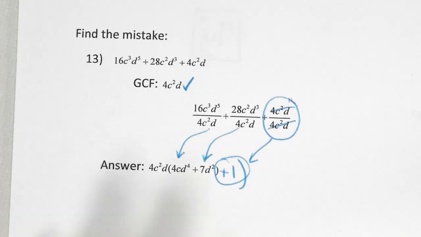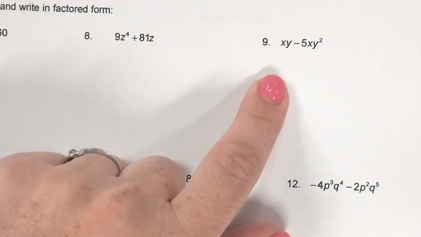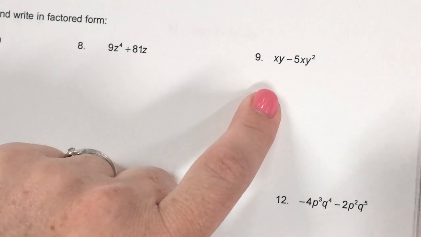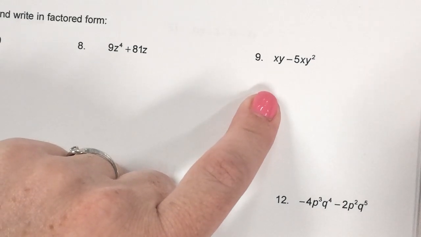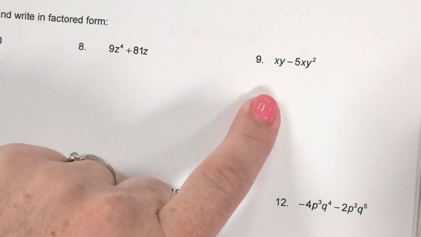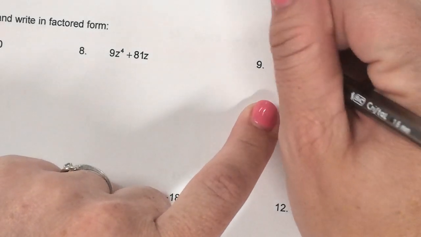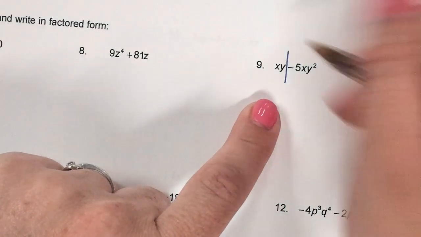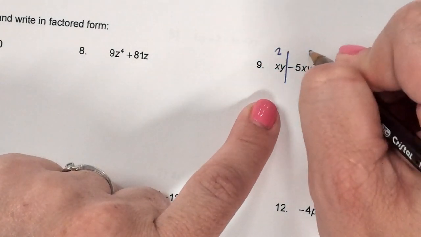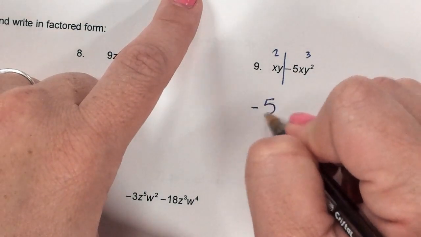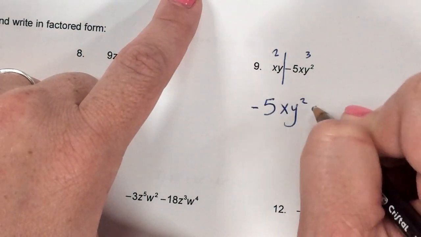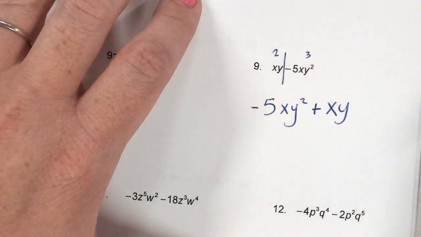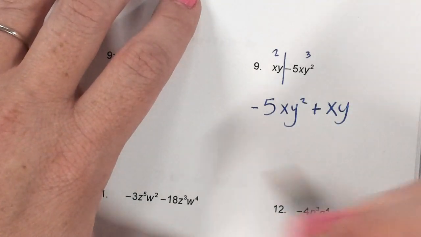One more thing on the practice. Look at number 9. What's wrong with number 9? Is it in order? No. What's the degree on the left? 2, and the degree over here is 3. So when you flip it, negative 5xy squared plus xy. Now it's in order. Now you can find your GCF.